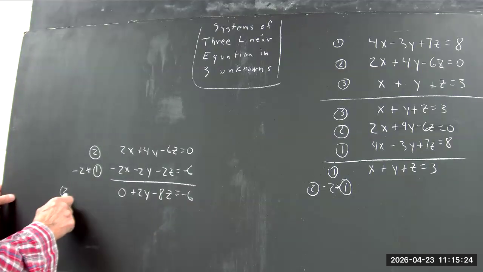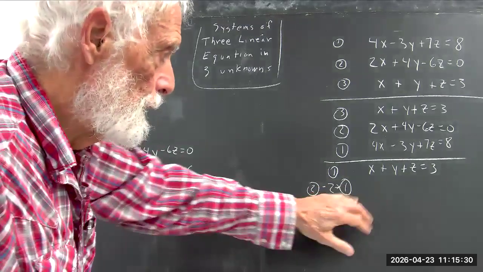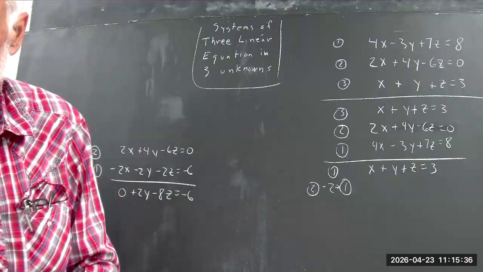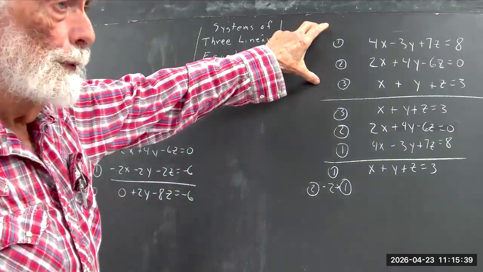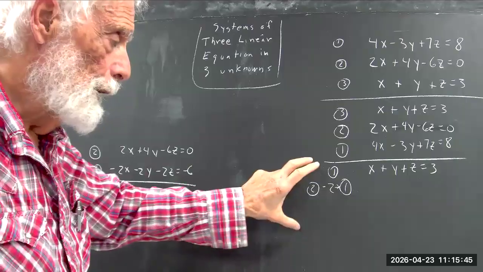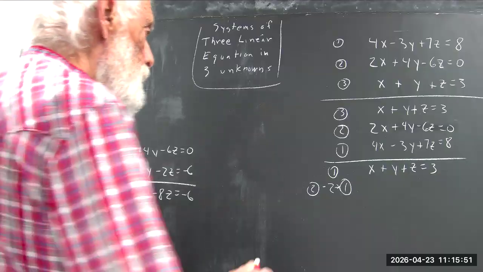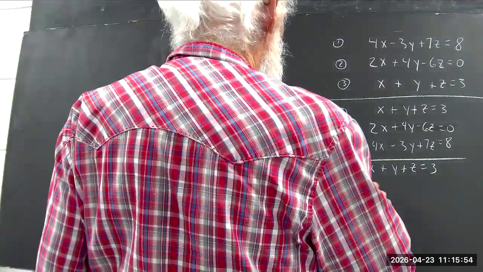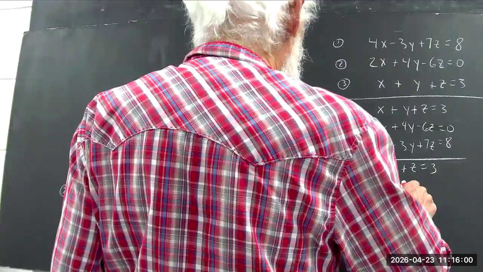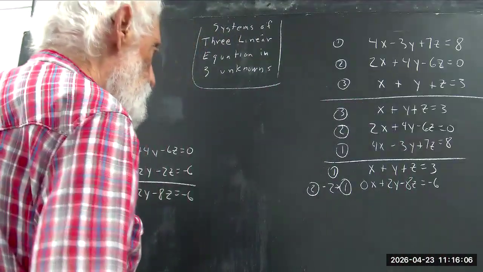So this is equation 2 minus 2 times equation 1 in my third step, okay? By first step, I mean the three original equations. Second step, the three original equations reordered. The third step is going to be the three equations modified to eliminate x, okay? So I have 0x plus 2y minus 8z equals negative 6.